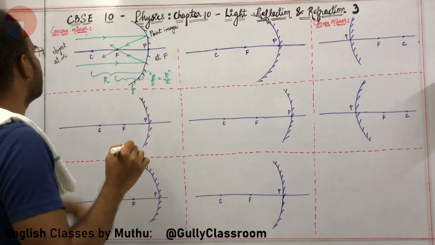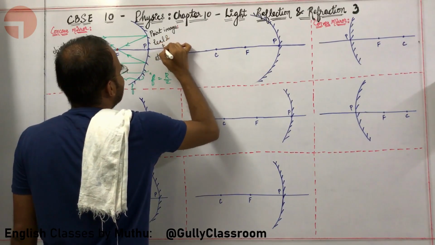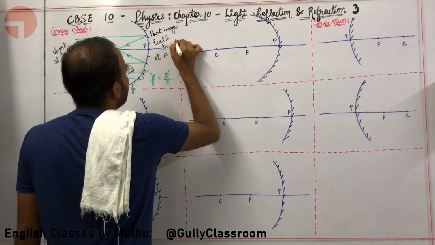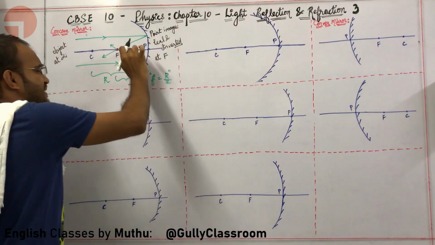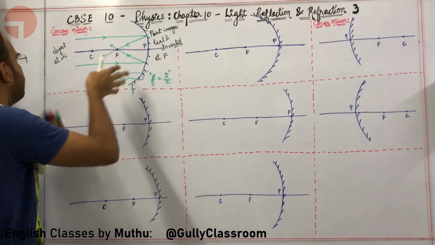Okay, what kind of point image is it forming? It is forming a real and inverted image. Sir, how am I supposed to understand that this image is a real image? Here, actual energy is being focused.